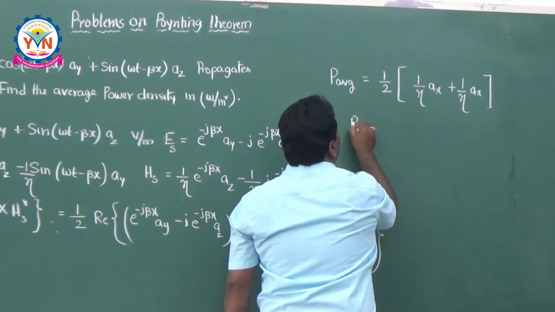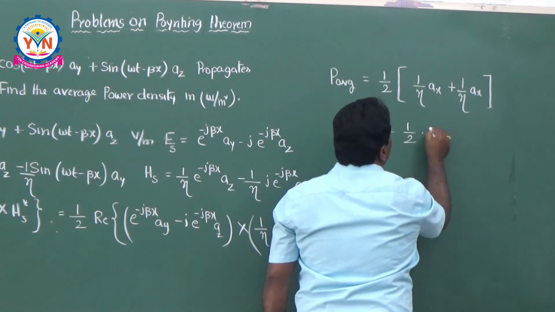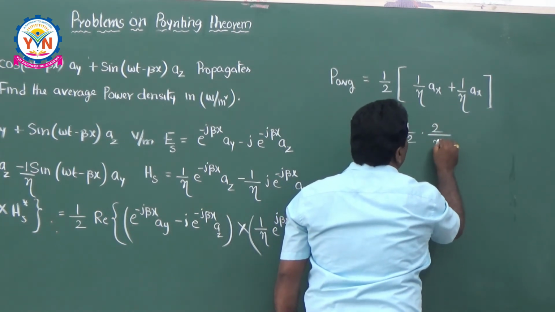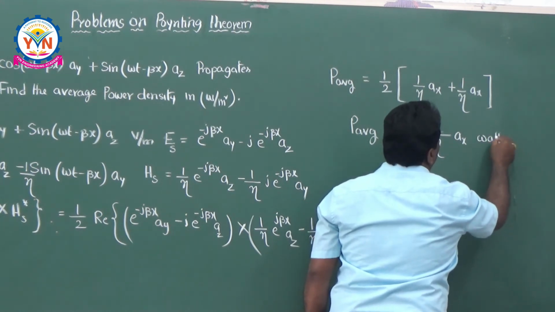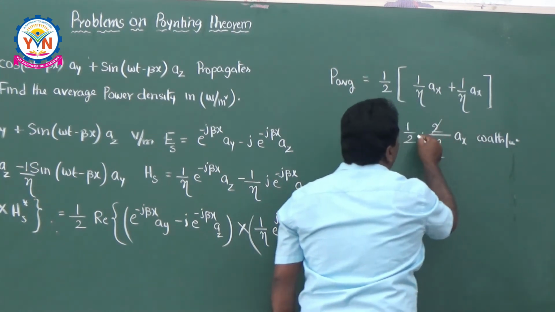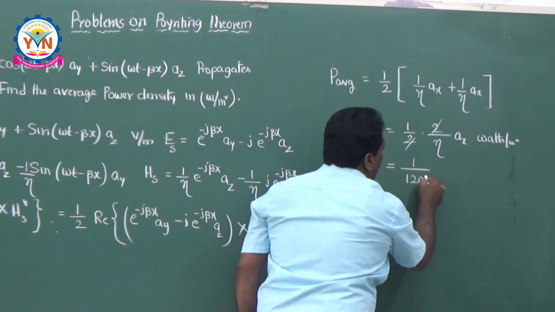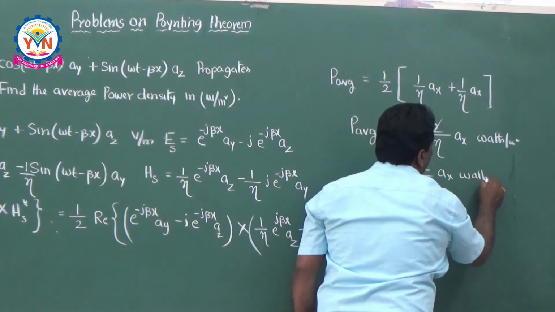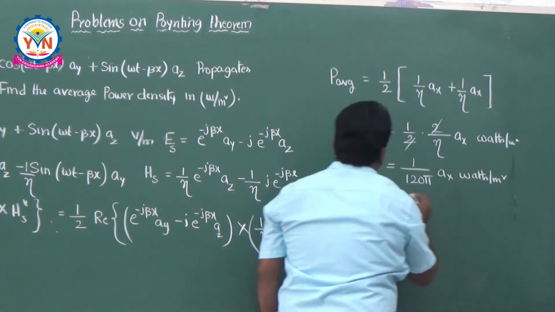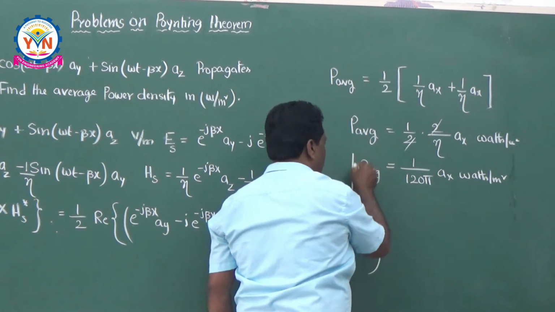Therefore P average is equal to 1 by 2 into 2 by eta into ax watts per meter square. 2 and 2 will be cancelled. So this is equal to 1 by 120 pi into ax watts per meter square. So this is the average power you are going to get.